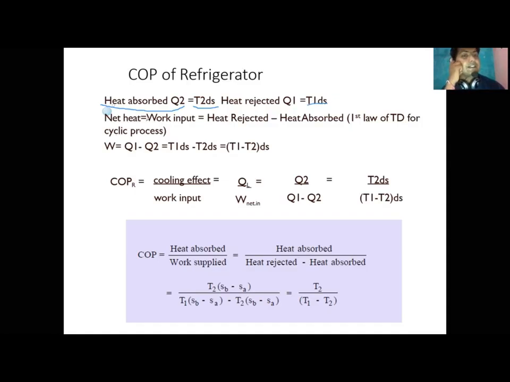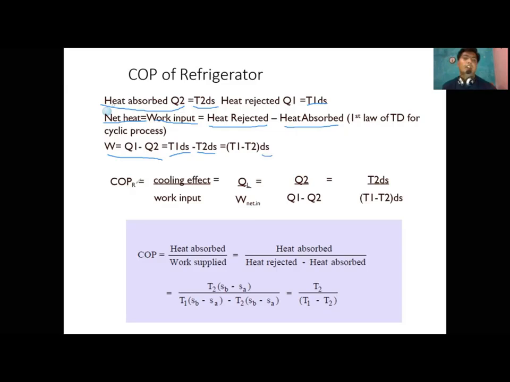Net heat is equal to work input, which is heat rejected minus heat absorbed. How is net heat equal to work input? Because according to the first law, for a cyclic process, the cyclic integral of net heat is equal to the cyclic integral of net work. So we get W equals Q1 minus Q2, that is T1 ds minus T2 ds, equals (T1 minus T2) ds.